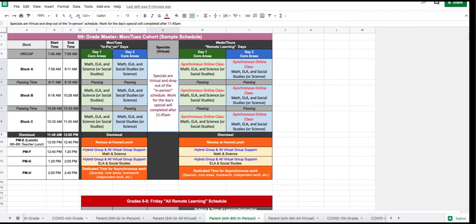And then we get into, in this case, a Monday, Tuesday cohort, Wednesday, Thursday, what I'm calling remote learning days. In this case, these non-high ability kids, if they had, let's say it's a math class, starting at 7:59, on Wednesday and Thursday, they will still have that same math class starting at 7:59 on both of these days. All right.